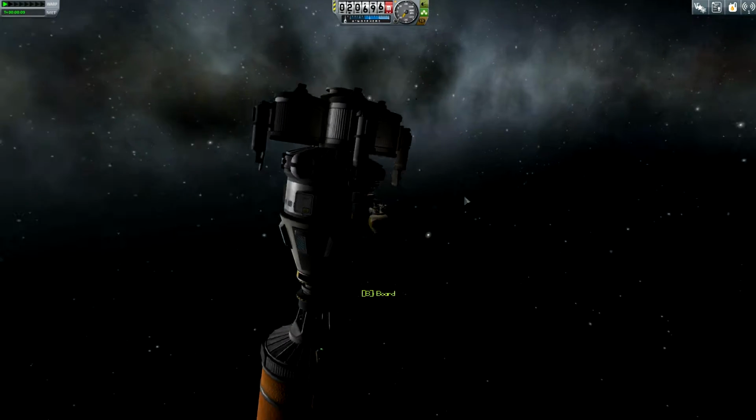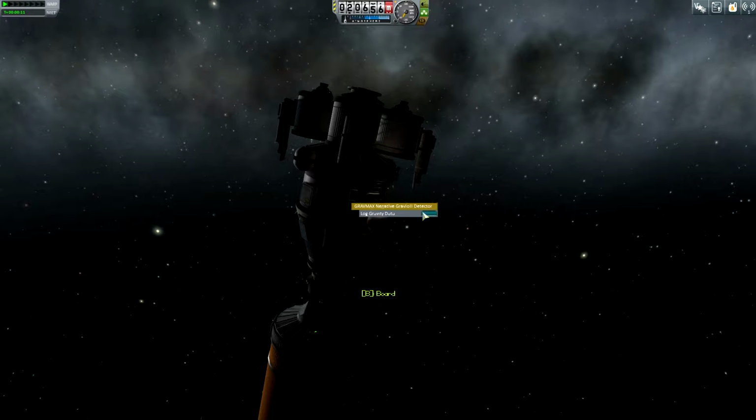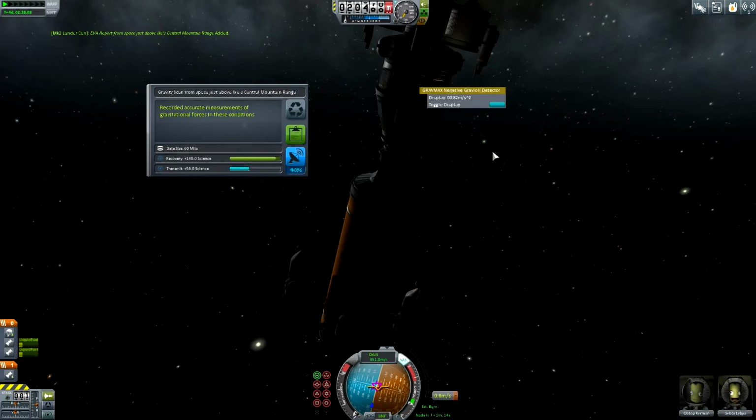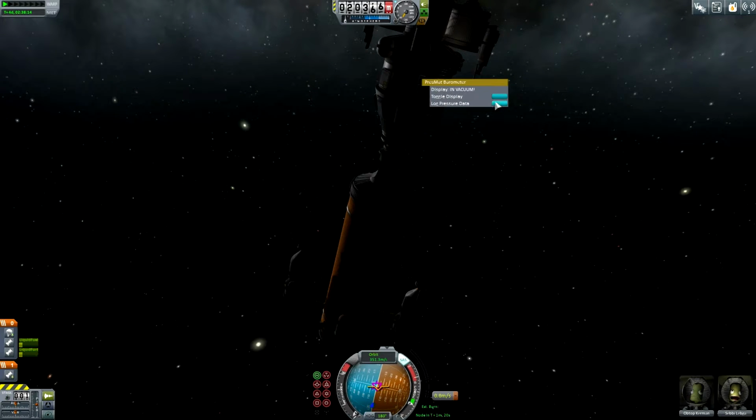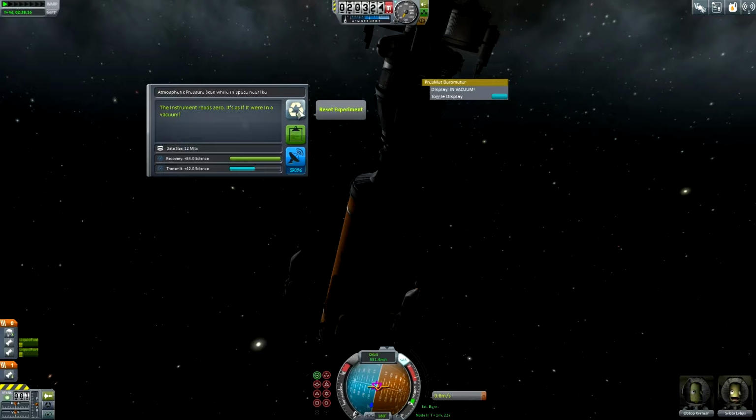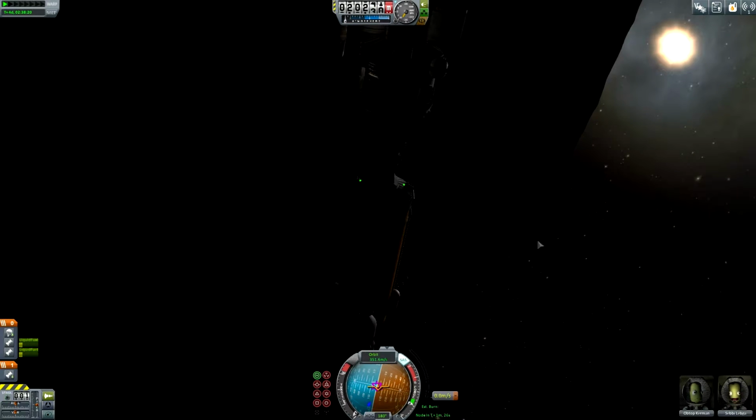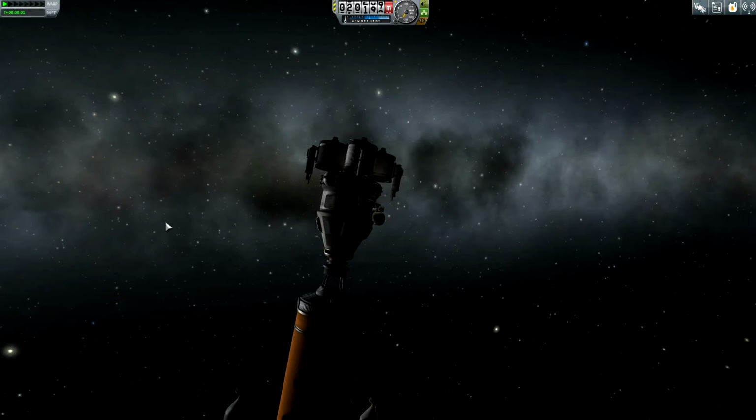A new biome. Okay, and I'd like to log gravity data. Can be only controlled by a scientist. Dang it. Okay, I can board again, and now I can log gravity data. Central Mountain Range. Okay, very good. I will keep the data and near Ike. Okay, reset experiment, and okay, this is good. This is good. So Optop can now retrieve the data.